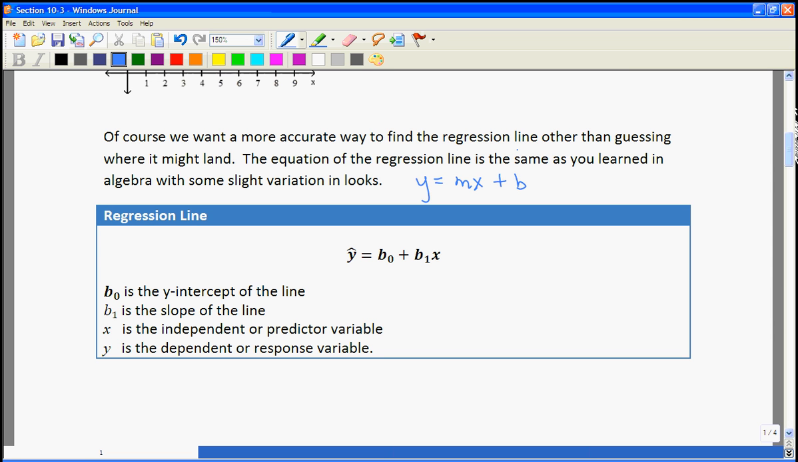We're pretty familiar with that. We know that m is the slope, and b is the y-intercept. For some reason in statistics, it's written in a different order, and they chose b sub 0 and b sub 1 rather than m and b. Don't ask me why, but this is the regression line, and otherwise it behaves the same way, slope and y-intercept. So b sub 0 is the y-intercept, b sub 1 is the slope, x is the independent variable. You'll also hear the word predictor variable for x values, and y is the dependent or response variable.